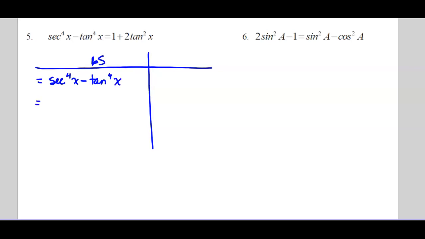As I said, there are different things you can do. Maybe you replace the tan squared, but I'm going to start here, and I see that I can factor this. Make this a little bit bigger.